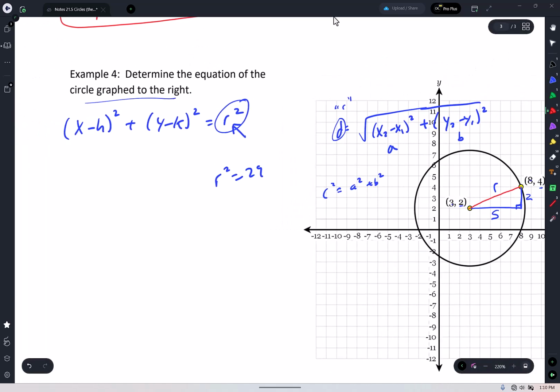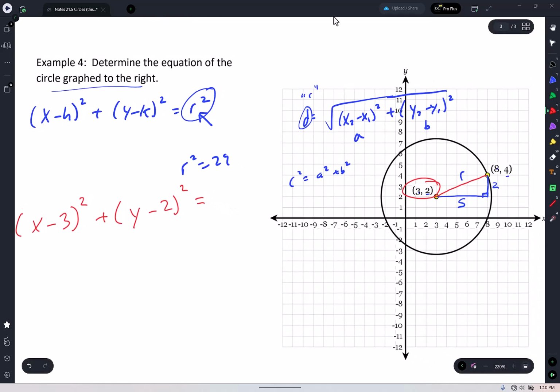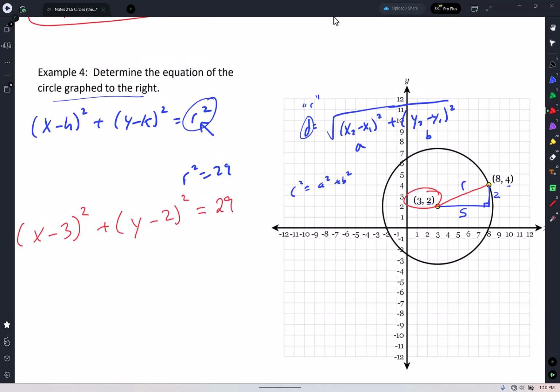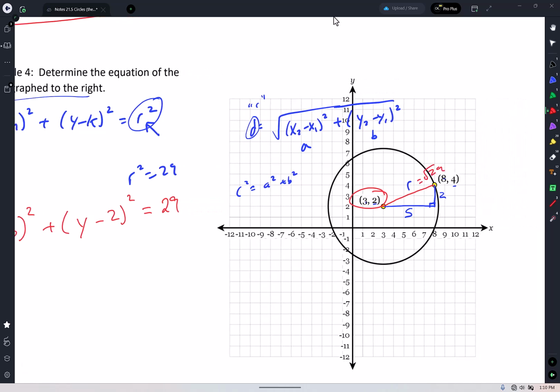And don't worry, I'll go ahead and put the better work right now. Here it is: (x minus 3) squared. I'm just doing the center, guys. The center is this number, 3, 2, plus (y minus 2) squared, equals r squared, so it equals 29. If someone asks you what the radius is, it's the square root of 29, whatever that is.